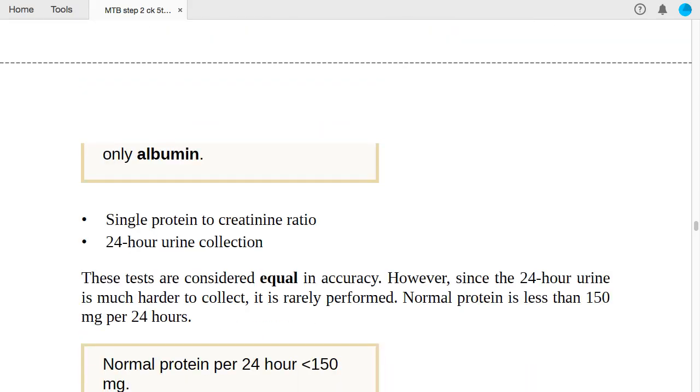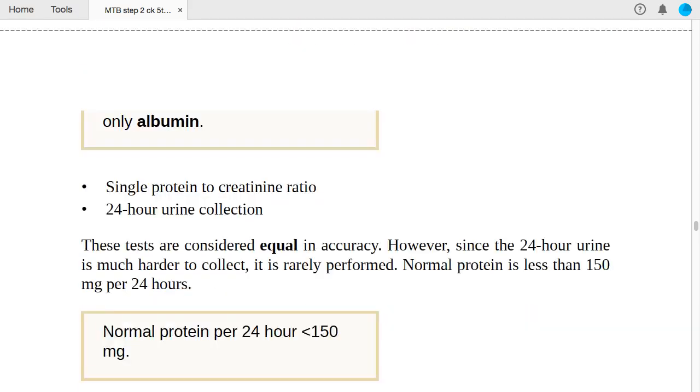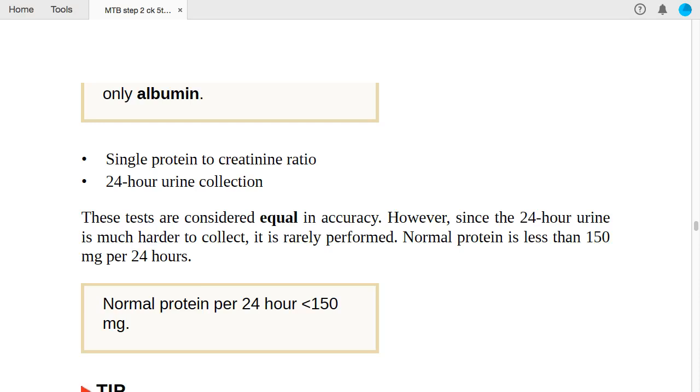The second is the spot protein to creatinine ratio and the 24 hour urine collection. These boxes are actually points to ponder. You just need to memorize them. Sometimes they are relevant to the topic, sometimes not. So if you want to know the total amount of protein in a day, we can go for the spot protein to creatinine ratio, or we can go for the 24 hour urine collection. These tests are considered equal in accuracy.